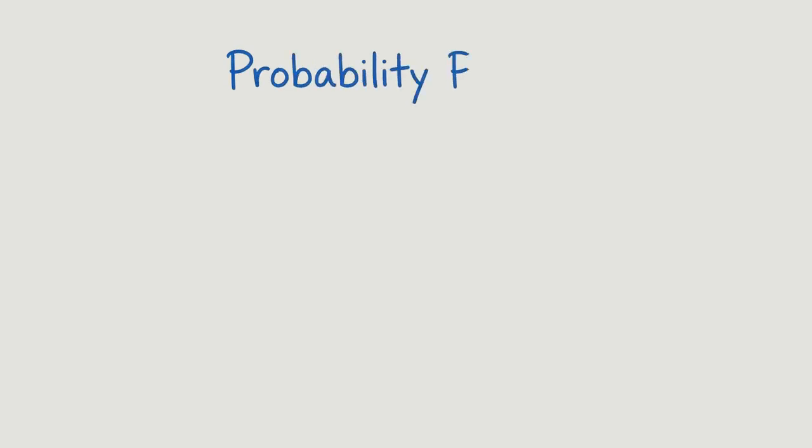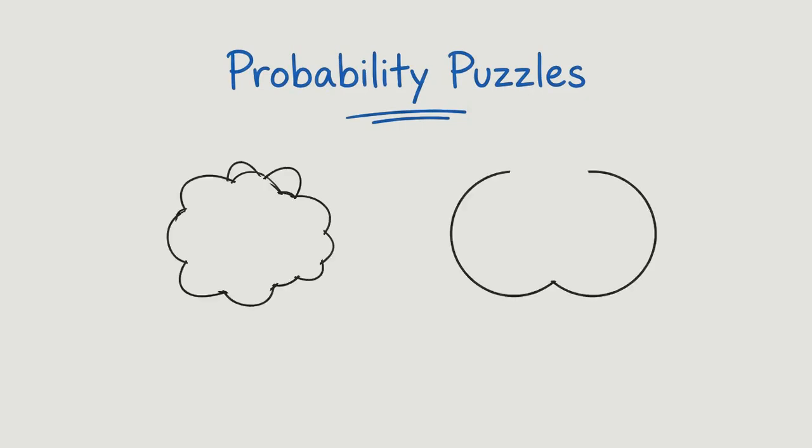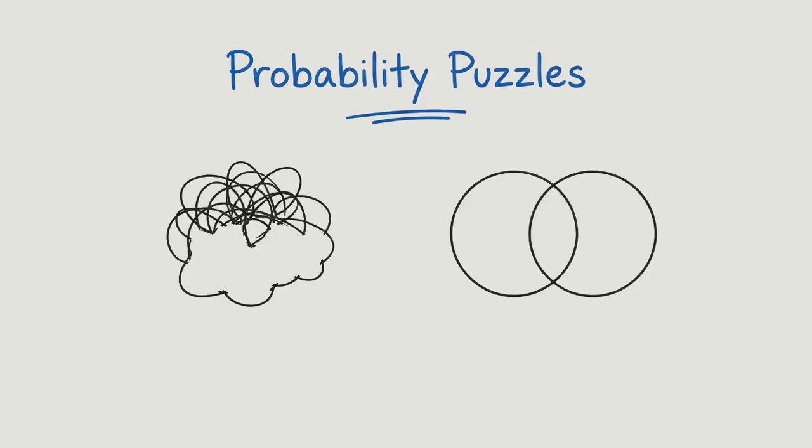Probability puzzles feel hard because the math is usually easy, but the information overlaps. Venn diagrams exist to handle that overlap cleanly. They work because they break a messy situation into non-overlapping pieces. And once nothing overlaps, probability becomes simple bookkeeping.